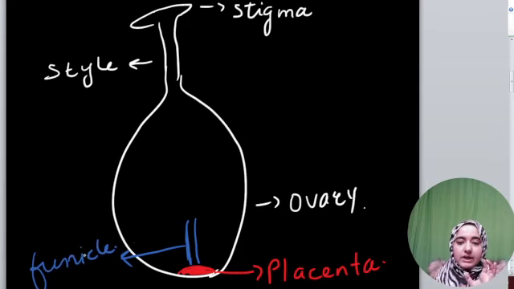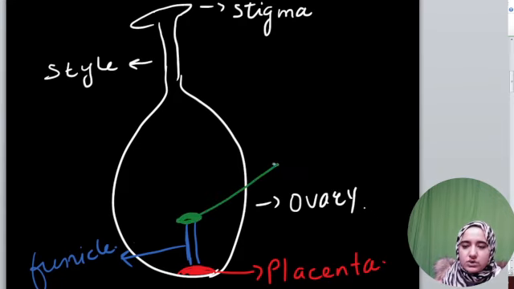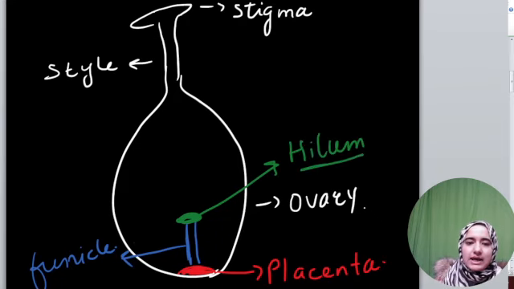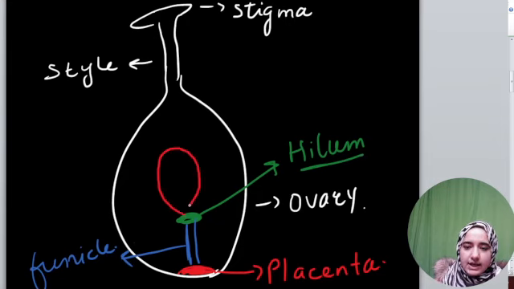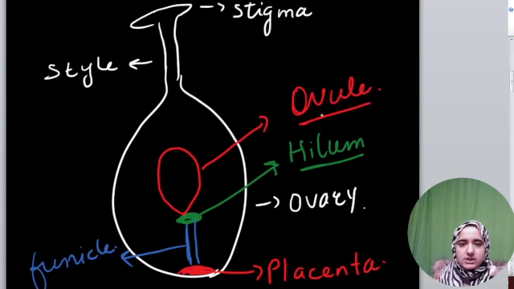It gives attachment between ovule and placenta. And between ovule and funicle we have one more structure, like this, and that is known as hilum. And finally we have a structure like this, which is known as ovule, which is present inside the ovarian cavity. Ovule gets converted into seed, ovary gets converted into fruit. I hope this concept is clear.